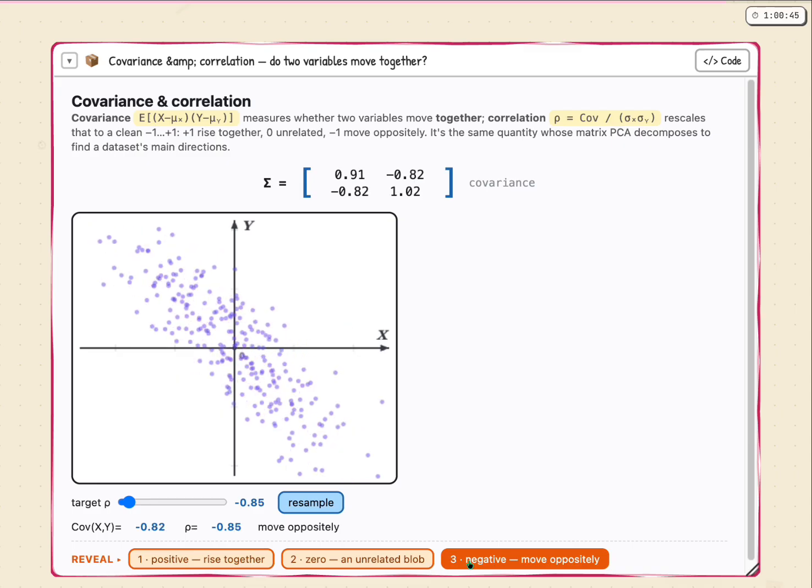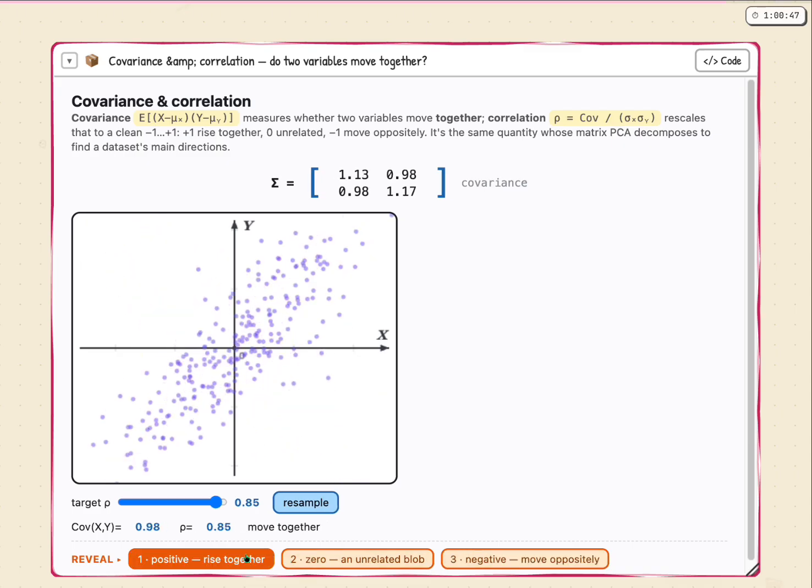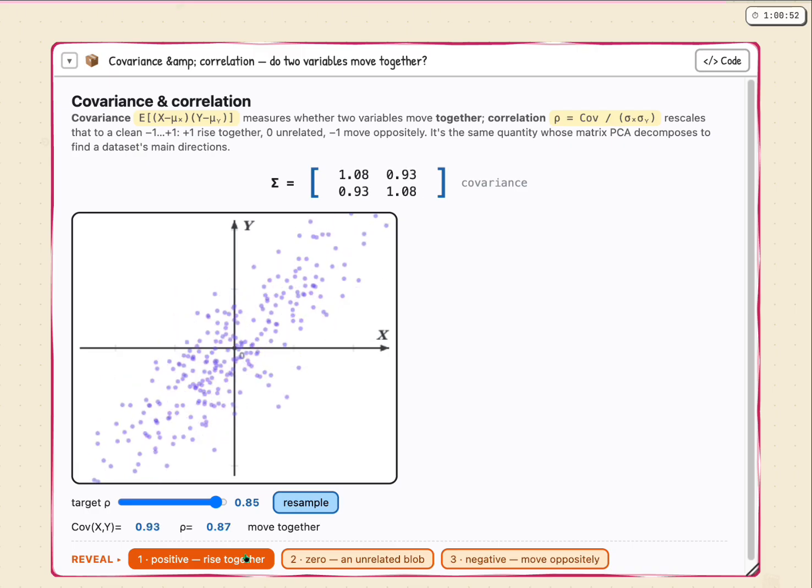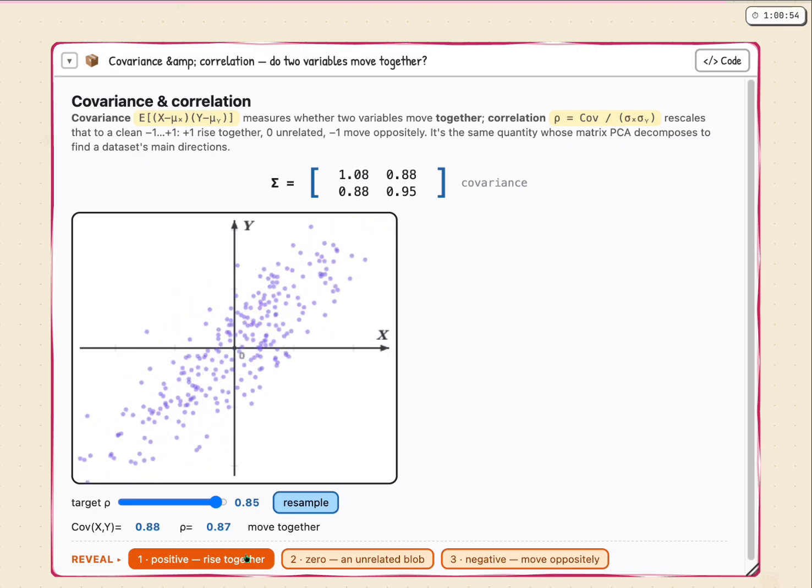Covariance captures that, but its raw number depends on the units. So we rescale it into correlation. A clean number between -1 and +1. +1 is a perfect rise together, 0 is no relationship, -1 is a perfect opposite.